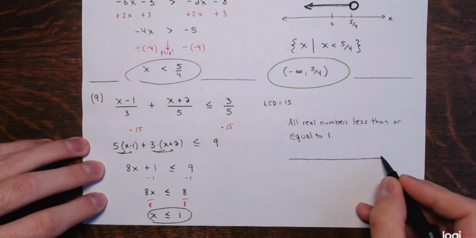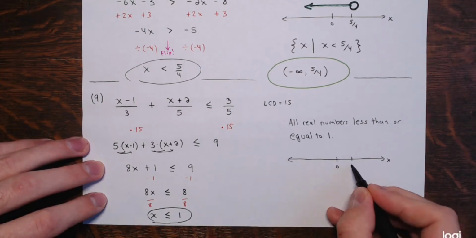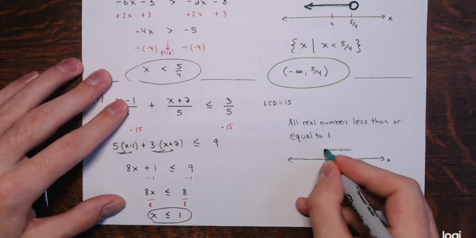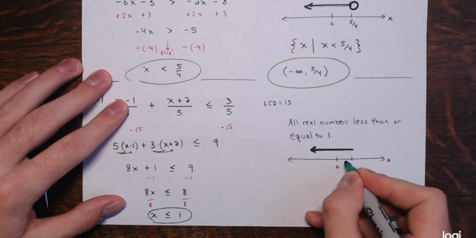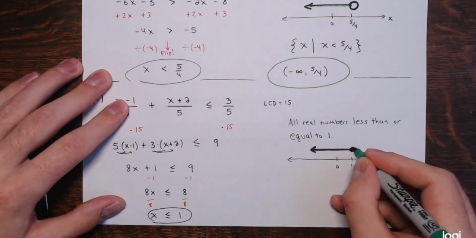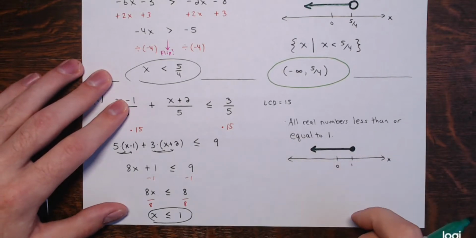Graph. Again, the variable's x. Here's 0. 1's to the right of 0. All the numbers less than 1 are to the left of 1 on the number line, right? So 0, negative 1, negative 2, negative 3, 1/2, whatever. All those are solutions. And so is 1 this time, right? Or equal to 1. 1 is included, so I put a solid point above it.